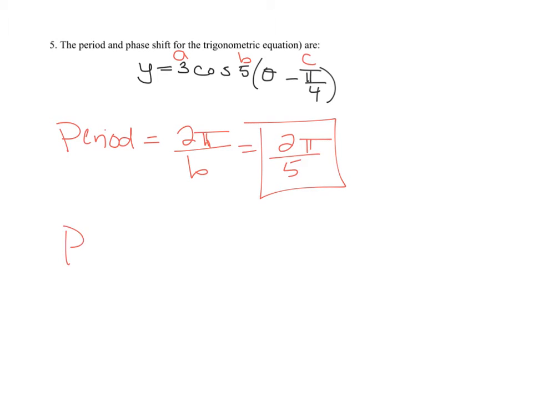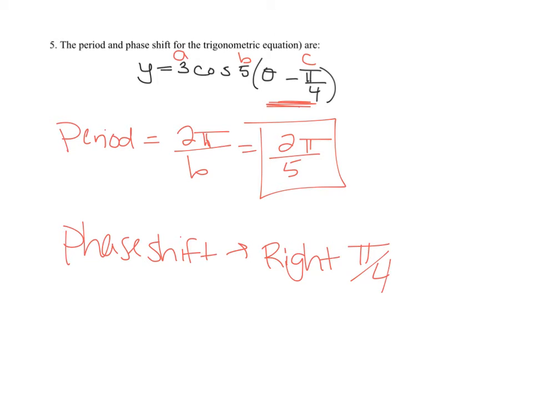Now, your phase shift is if you move up or down or left or right. Now, inside, we have a minus pi over 4, and that minus pi over 4 means that your function moved right pi over 4 units.